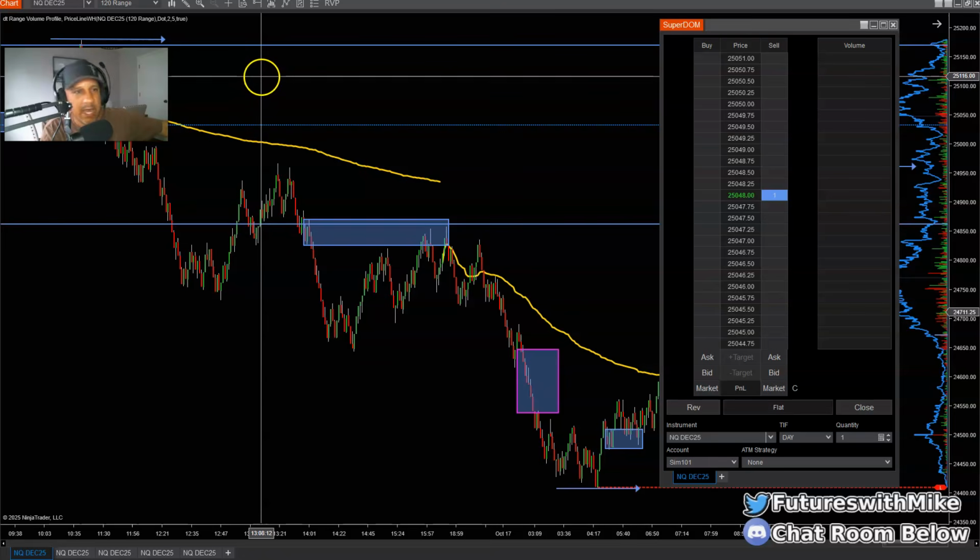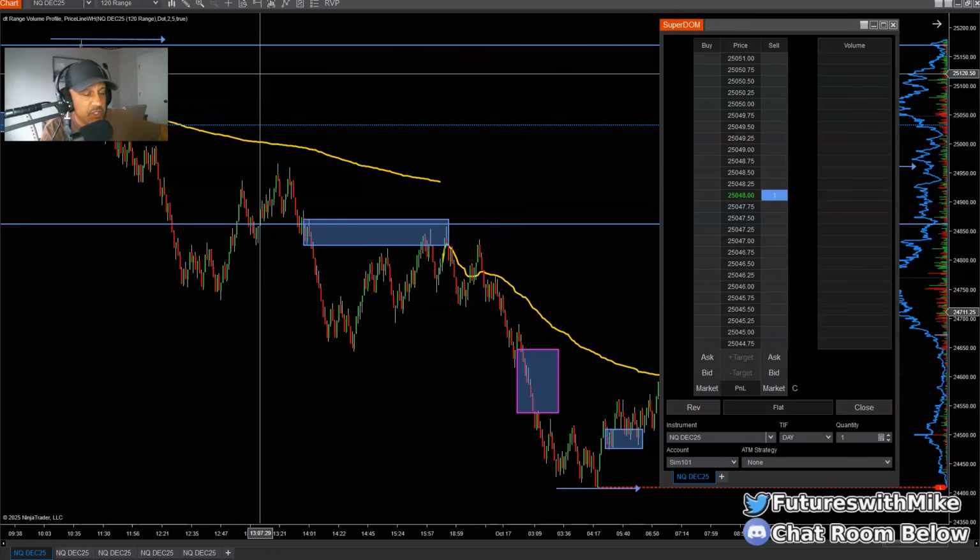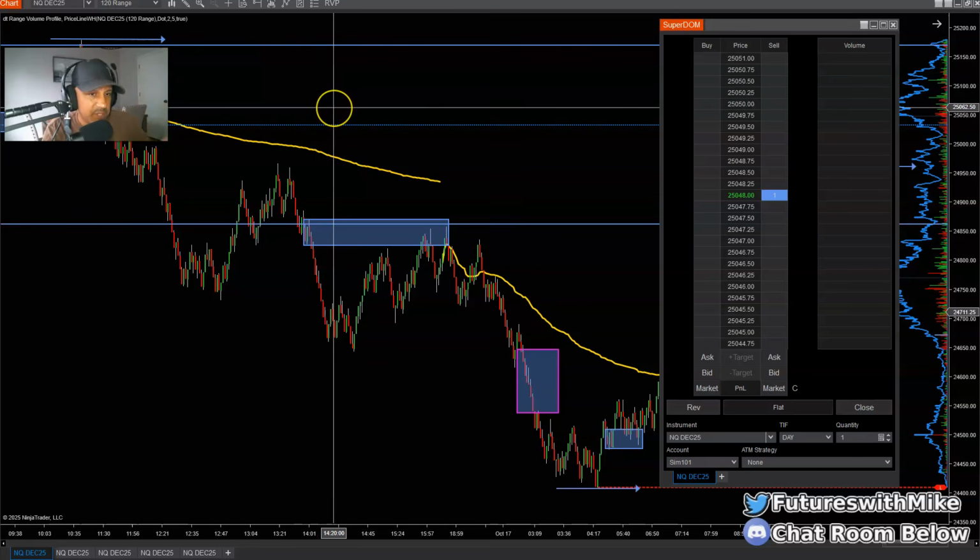I'm not using a higher base chart to take my trades from, but I do use a higher range chart to mark up my zones first.